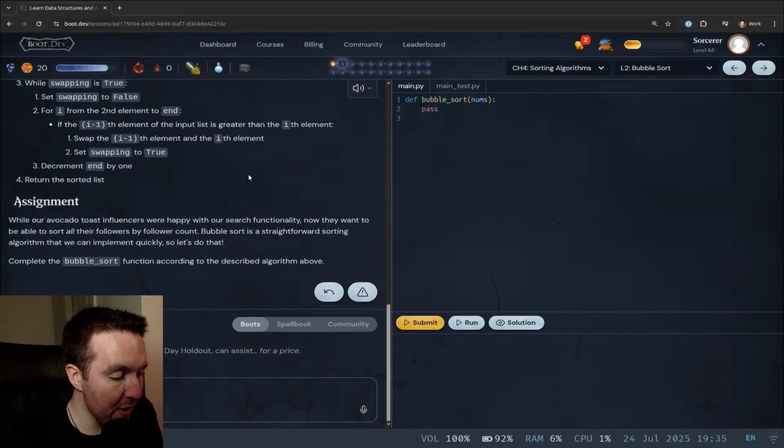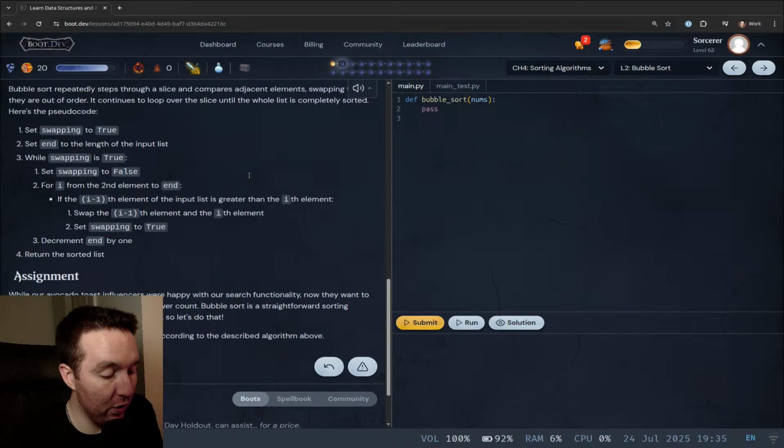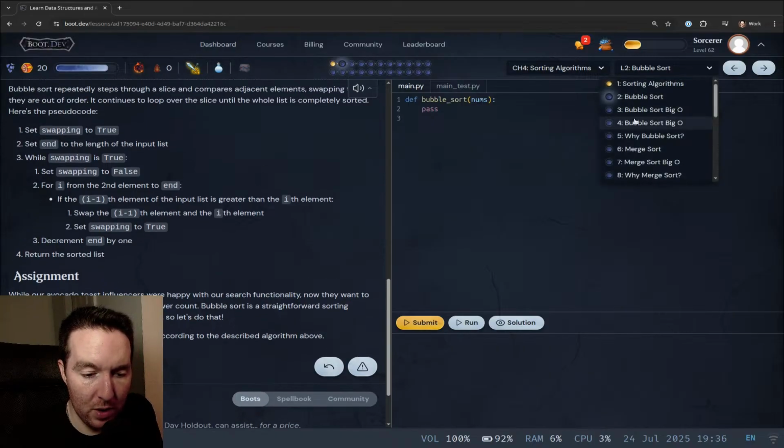So assignment. While our avocado toast influencers were happy with our search functionality, they now want to be able to sort all their followers by follower count. Bubble sort is a straightforward sorting algorithm that we can implement quickly, so let's do that. Complete the bubble sort function according to the algorithm described above.